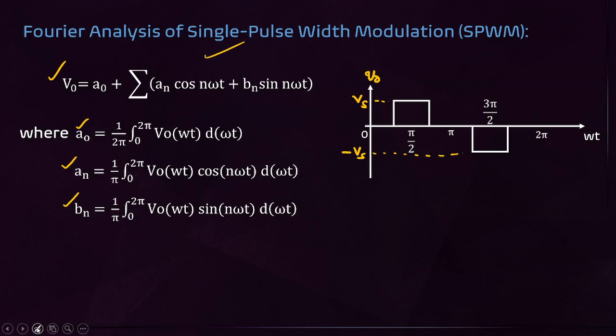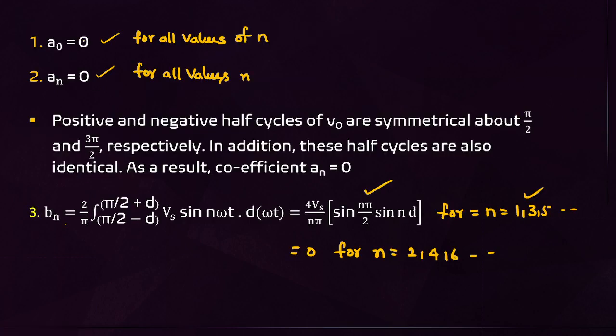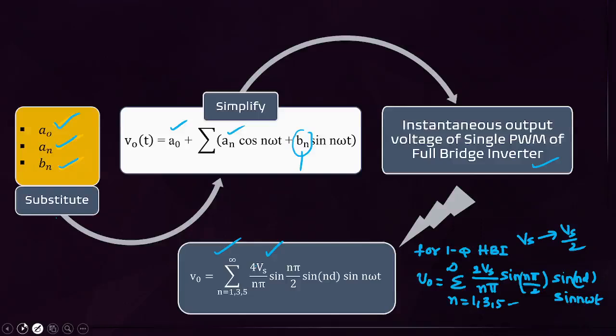That is a Fourier analysis. In Fourier analysis, A0 is 0, An is also 0, and this is the Bn value. Sometimes A0, An, Bn values also we can expect, that's why we have to concentrate. This exists only for odd harmonics, all the even harmonics are 0. This is the instantaneous output voltage. From this, we have to write so many formulas. This is very important. Fourier analysis of the single PWM technique is asked many times in the GATE exam.